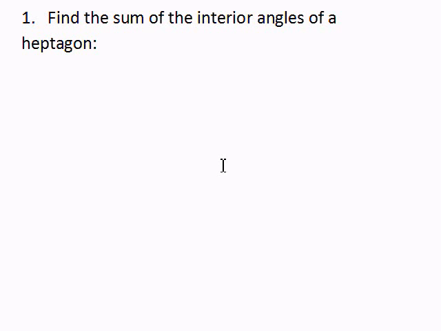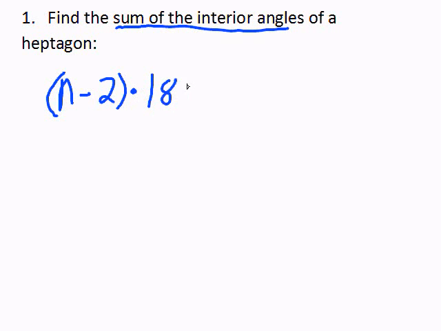We're going to look at a total of 5 problems today, and this first problem tells us to find the sum of the interior angles of a heptagon. This problem's just got a couple parts to it. First of all, we're finding the sum of the interior angles. Anytime you see that, you might as well go ahead and immediately write down the formula: n minus 2 times 180.